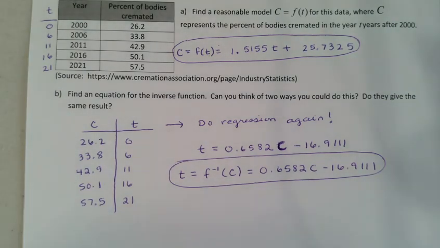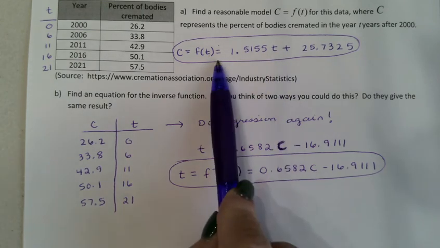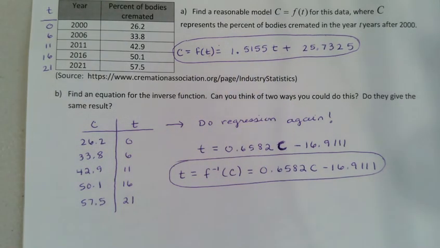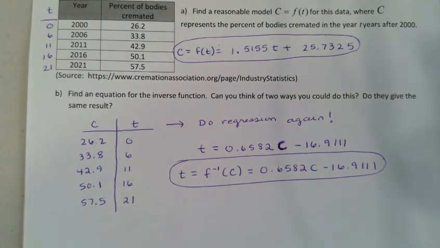All right, I will just mention this, and you can do it if you're interested. You could also have found an inverse function algebraically, right, by taking this original equation and solving it for t. And you should have come up with something very, very similar if you do that. There might be just a touch off because of some of the rounding that we've done, but it should be very, very similar. So that would also work. But for most people, it's much easier just to use the switching of the x and y values and then doing regression again.